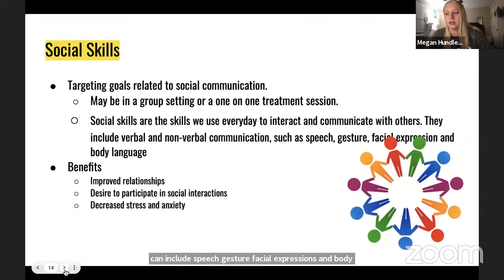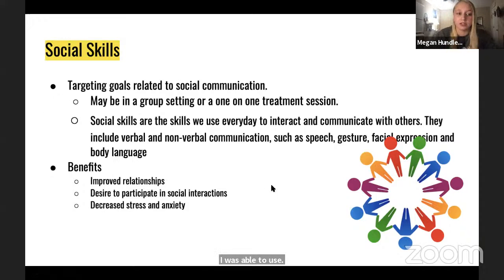And there are a lot of benefits to social skills therapy. It can lead to improved relationships, a desire to participate in social interactions, and it can lead to decreased stress and anxiety. I was able to use social skills during my externships at EKU, and I do a lot of social skills therapy while I'm at HOG Therapy as well.